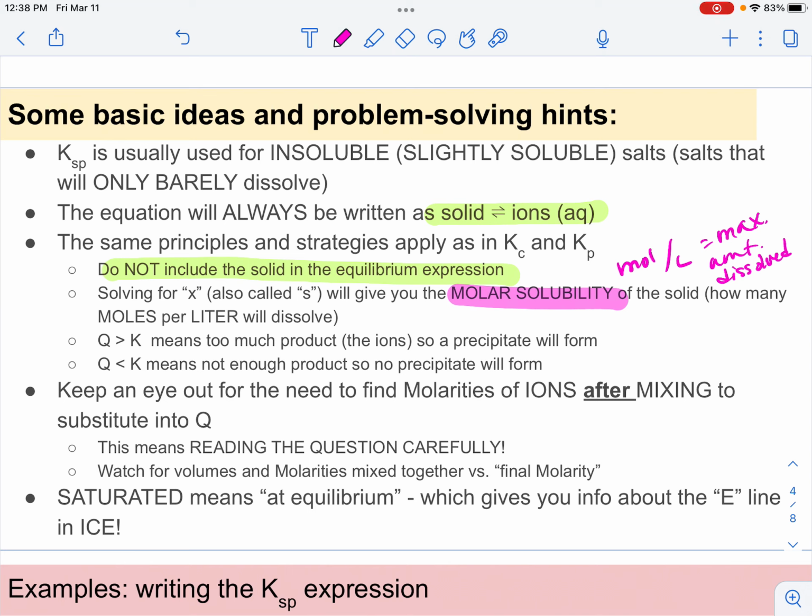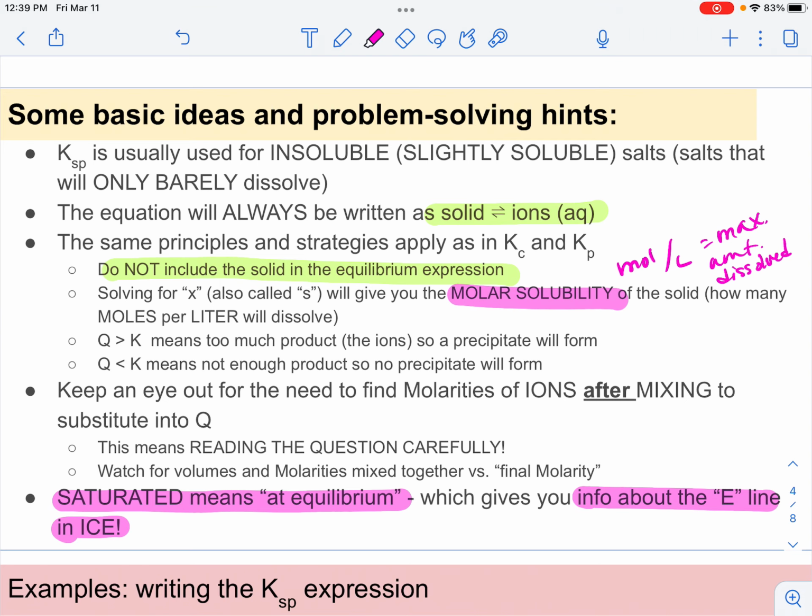You have to remember that if something is a saturated solution, it is at equilibrium, which means that the maximum amount that can dissolve has dissolved. And for every one more formula unit that might dissolve, the ions would have to go back together to make a new formula unit, as in the solid. So keep that in mind. Since saturated means at equilibrium, anything about a saturated solution is telling you about the E line of your ICE chart.